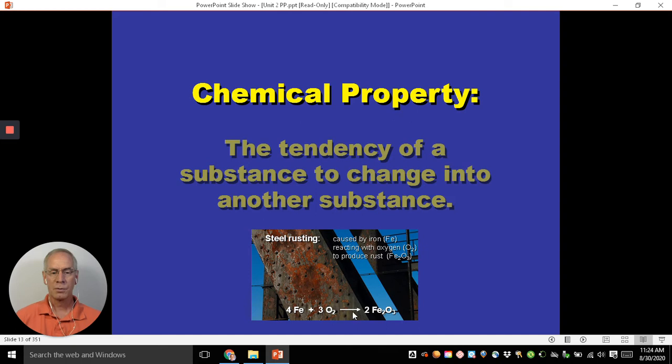3 times 2 is 6. 2 times 3 oxygen is also 6. So I've merely rearranged the atoms. That's what happens in a chemical reaction. That's what happens when a chemical property is observed. The atoms get rearranged, and the properties of what is formed is different than what you started with.